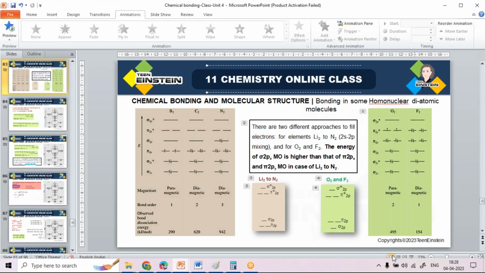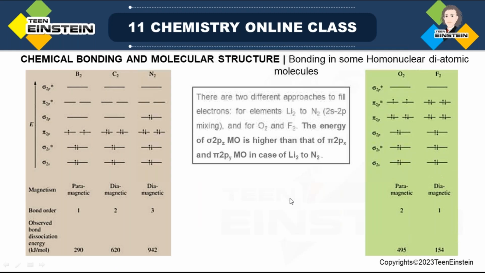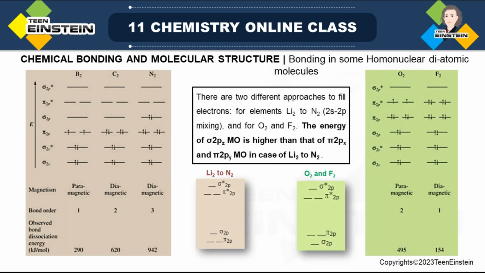This is the last slide of the last class. In this slide, you can understand what is 2s2p mixing that I have mentioned. Because of this 2s2p mixing, starting from lithium up to N2, this is the energy profile diagram: pi, sigma, then pi star, sigma star. But after N2, for the next elements, O2 and F2, it is different.